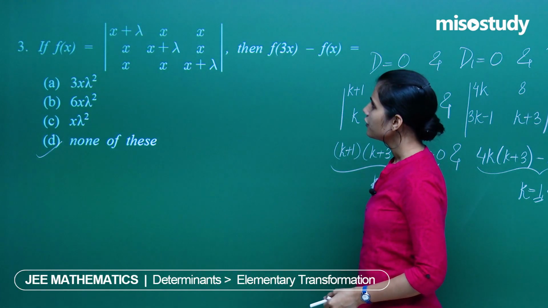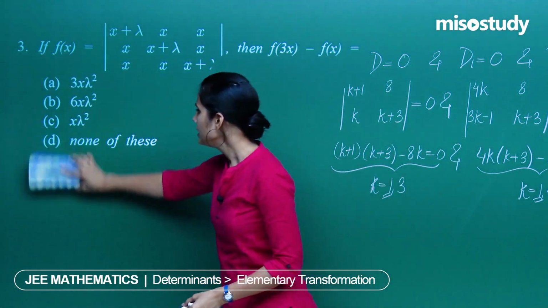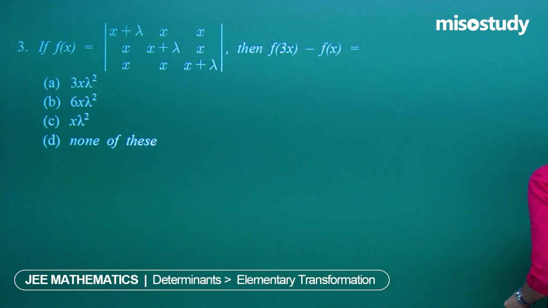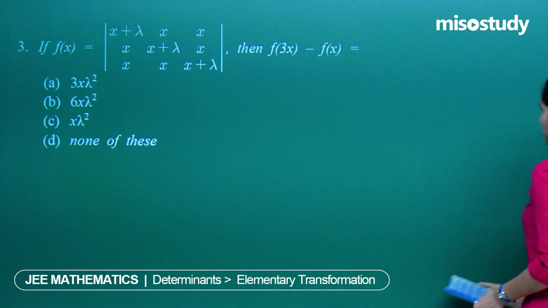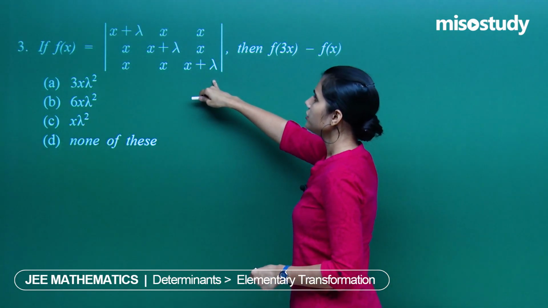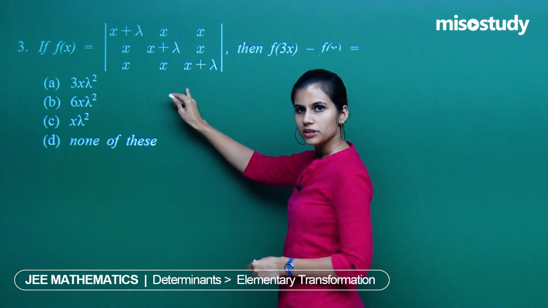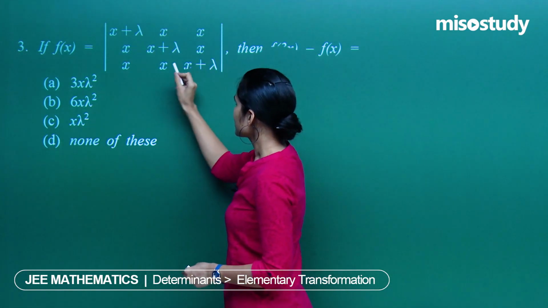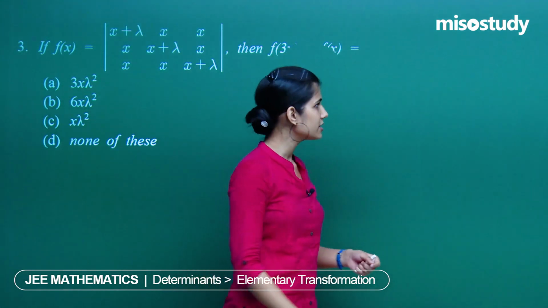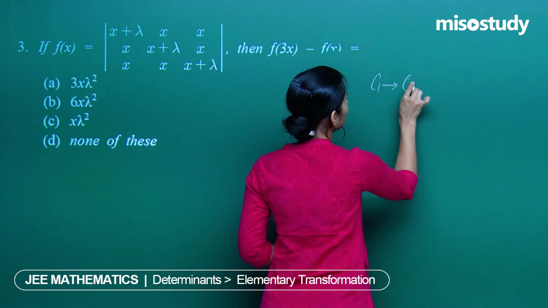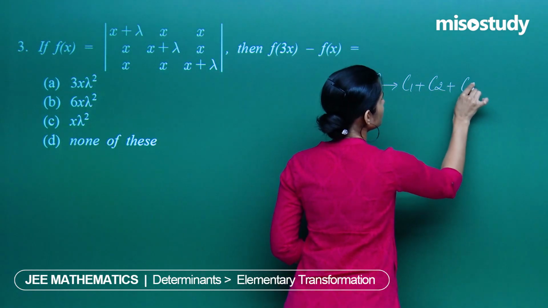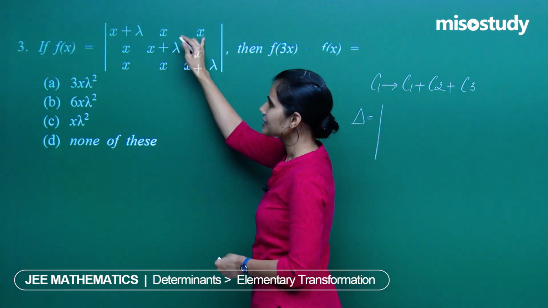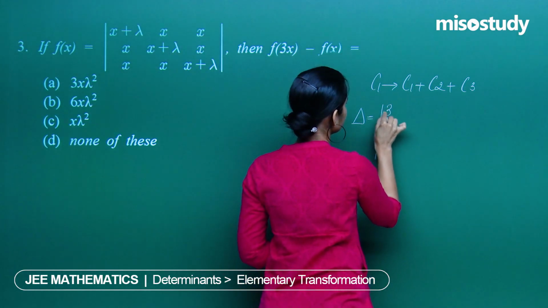Moving on to the next, we have f(x) given to us in the form of a determinant. f of 3x minus f of x is what then? Okay, so here, if I talk about this particular determinant, you can again see I have x plus lambda, x, x; x plus lambda, x, x; again x plus lambda, x, x. So, I'm again going to go for the same operation. Column 1 goes to column 1 plus column 2 plus column 3. So, my determinant is x plus lambda plus x plus x, which is 3x plus lambda.